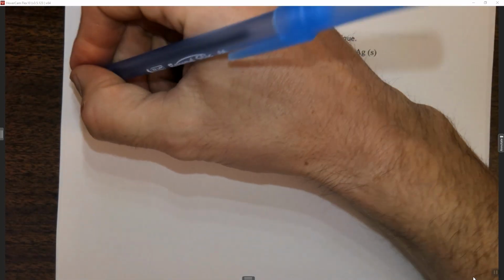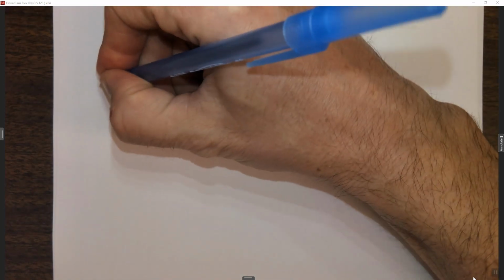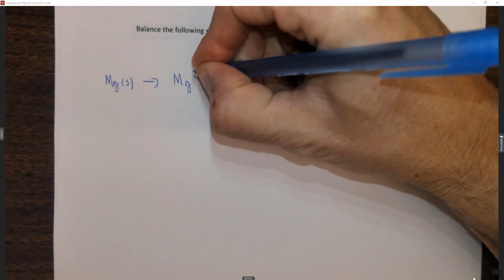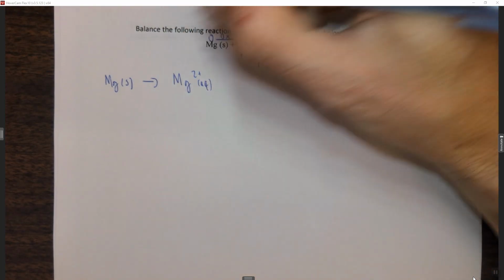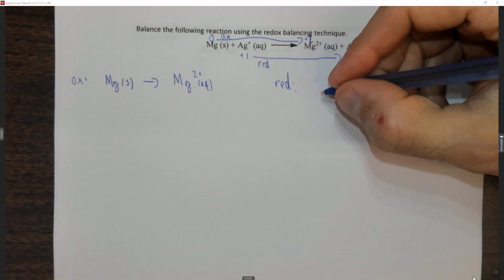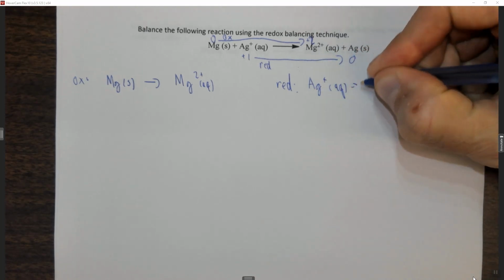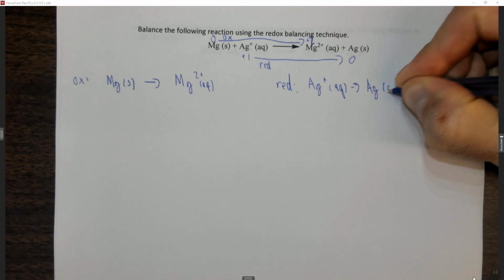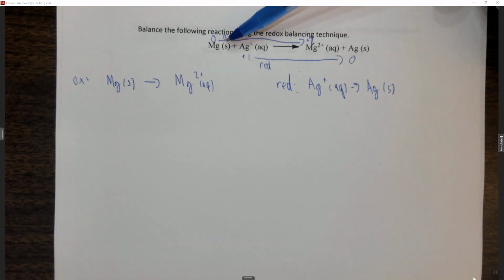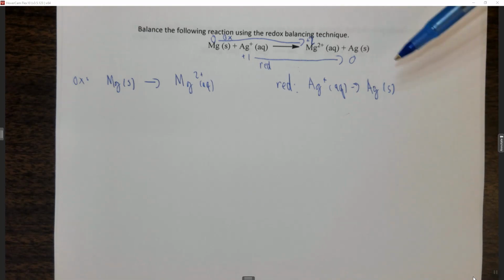So the next thing we want to do, step 2, is to write the half reactions. And in this case, we have magnesium solid yields magnesium 2 plus aqueous. This is our oxidation half reaction, and our reduction half reaction is Ag plus aqueous yields Ag solid. So we break our two half reactions into oxidation and reduction. Of course, to do that, you need to identify what's oxidized and what's reduced. So again, it's really important to watch the previous videos if you're not sure how to do that.